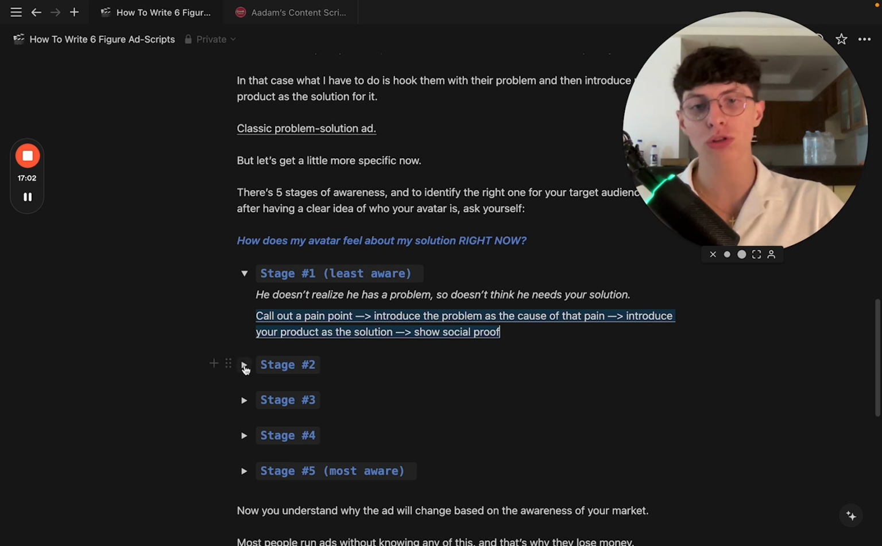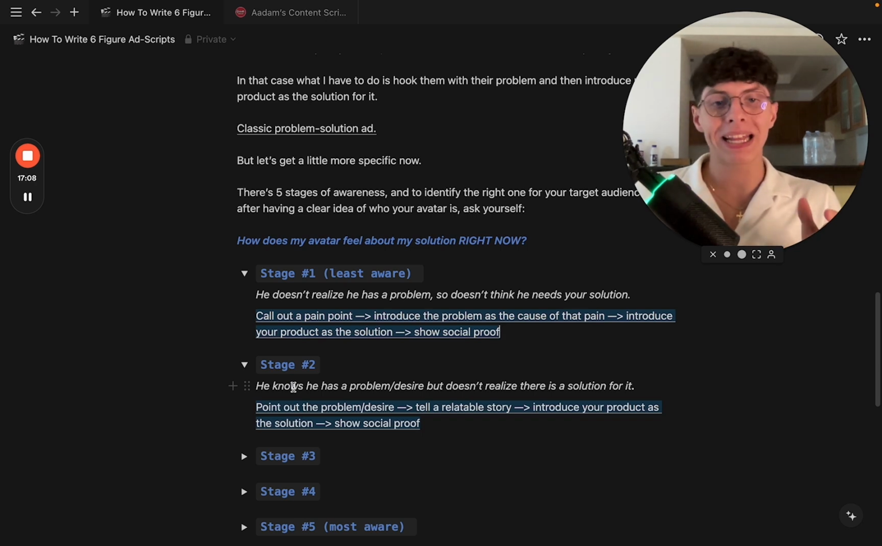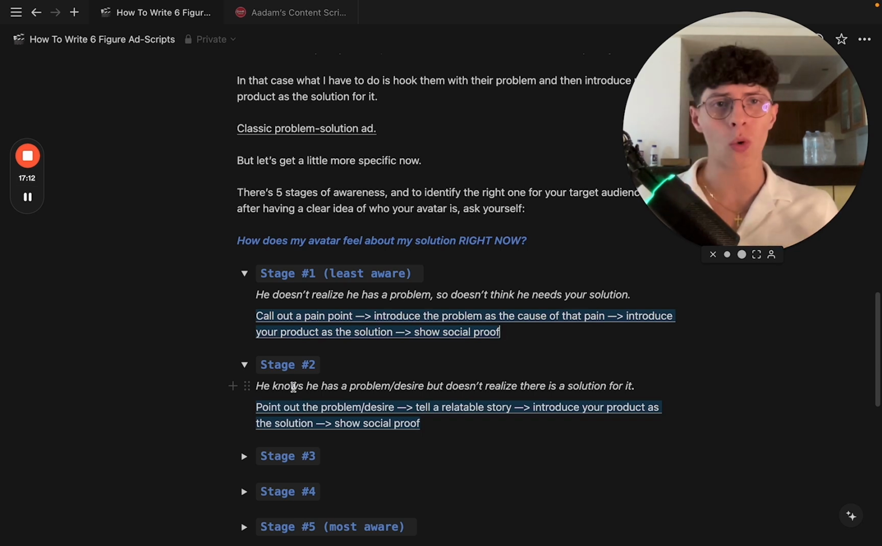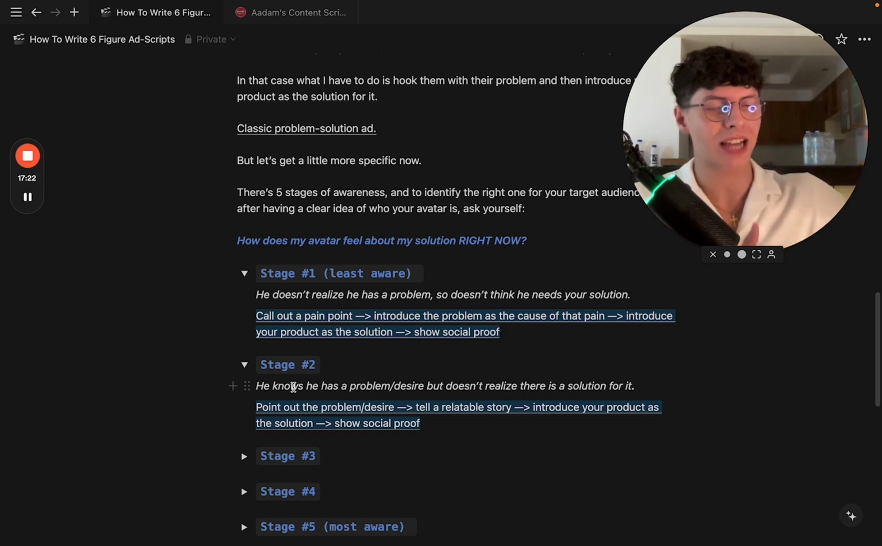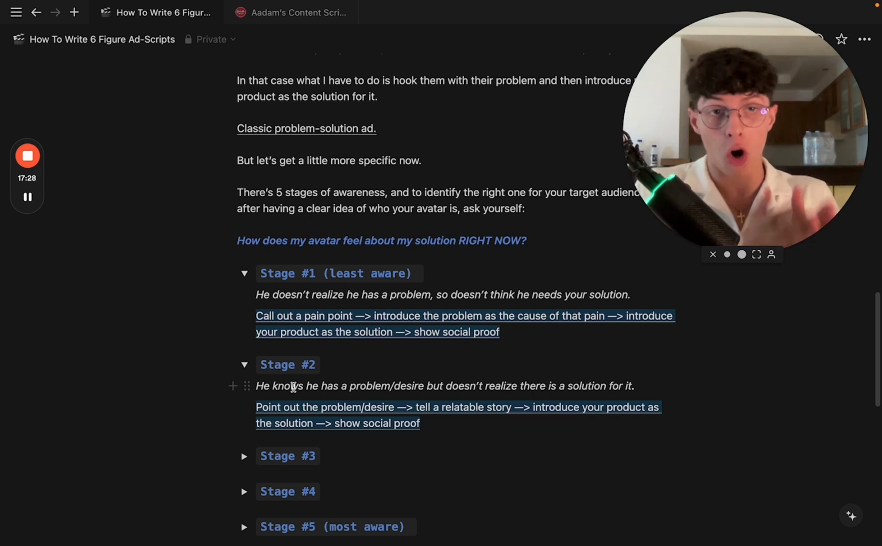Now, we go into stage number 2. The prospect knows he has a problem or a desire, but he doesn't realize that there is a solution for it. Okay, so they know they have this back pain, but they're hopeless. They don't even know there is a solution for it. They think they're the only one who has that, and there's no solution for it. Or they know they have this desire to make money, but there is no solution. There's no way they can make the money. So they're completely unaware of your solution.